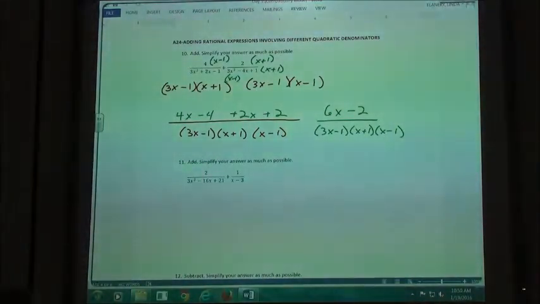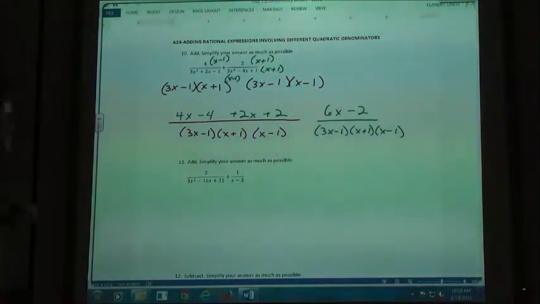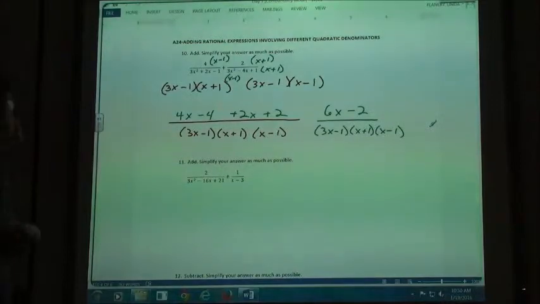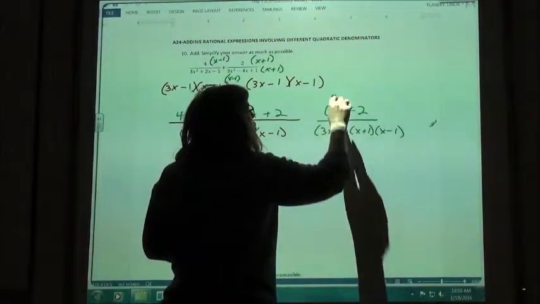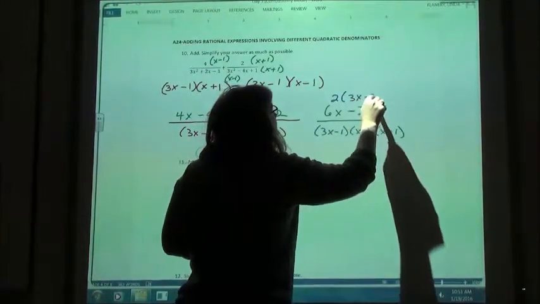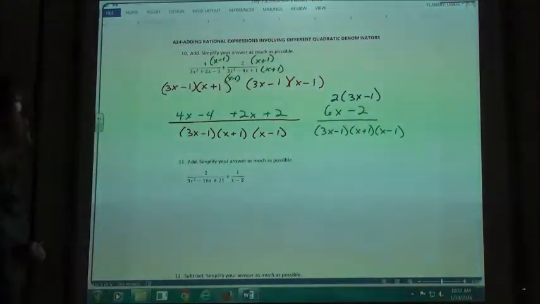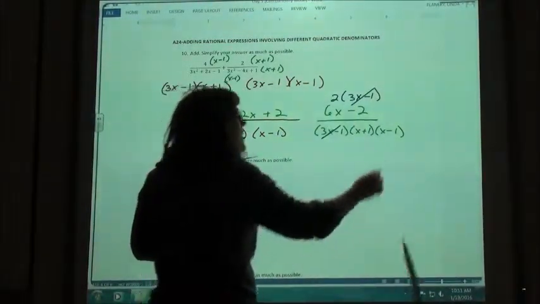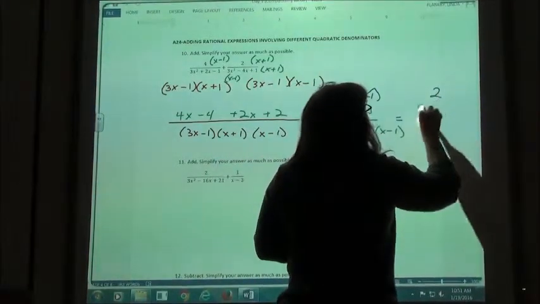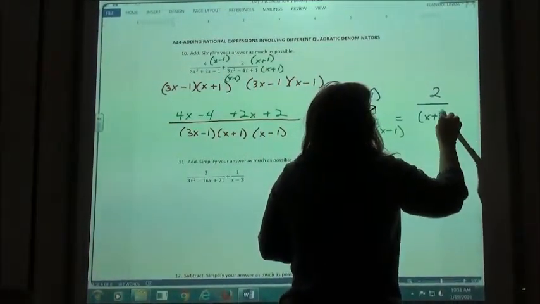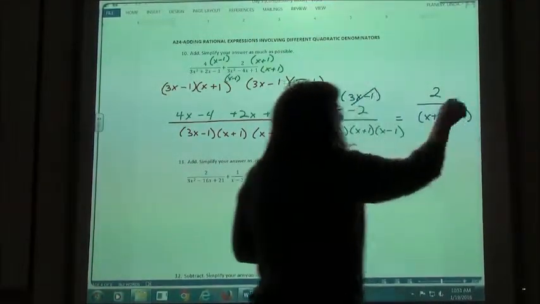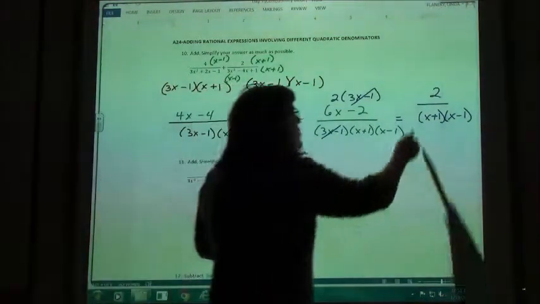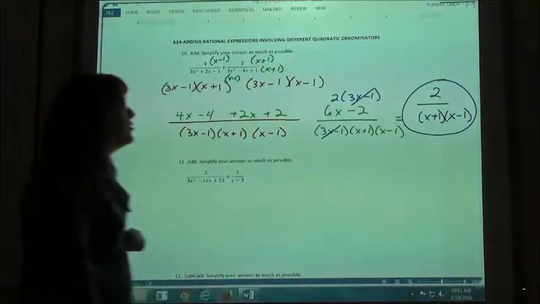Now, I might be done at that point, but I'm not sure. What I need to do is factor my numerator, if I can, to see if I have any common factors that I can cancel out. In this case, I can divide both of these by 2, and that leaves me 3x minus 1. So I can see there that the 3x minus 1 is common to the top and the bottom. I'm going to be able to cancel that out. So my answer is going to be 2 over x plus 1 and x minus 1. Now I don't need to FOIL that out. I can just leave it in factored form. That's going to be perfectly fine. And so that's what I'm going to enter in for my answer.